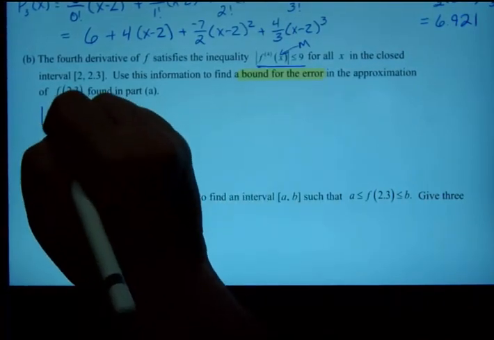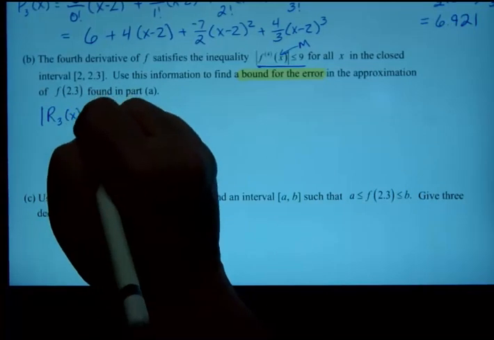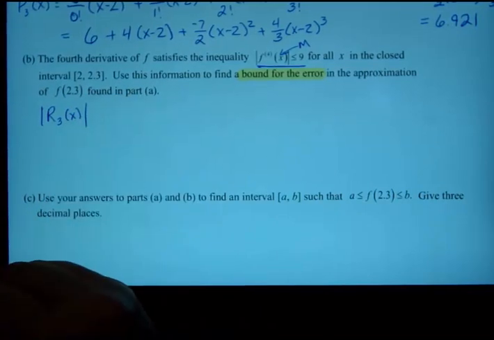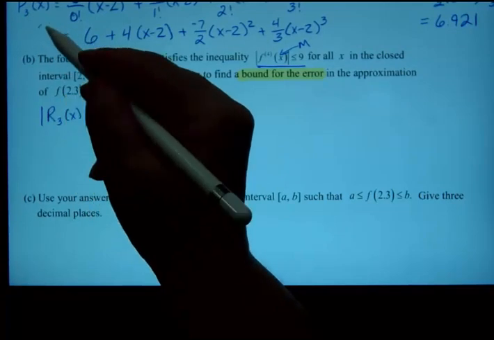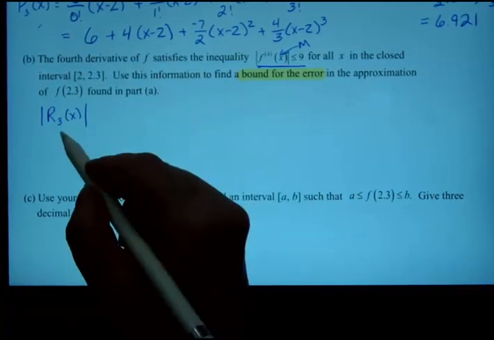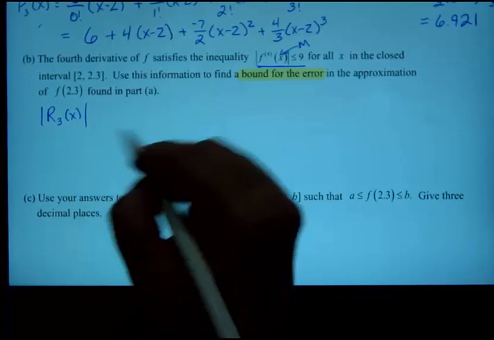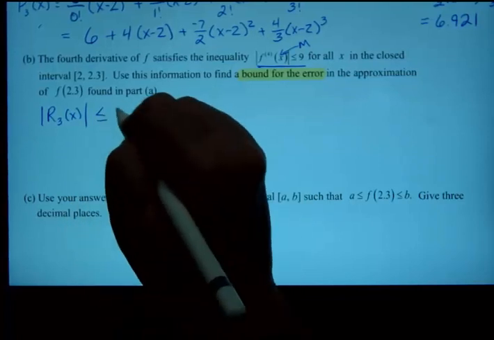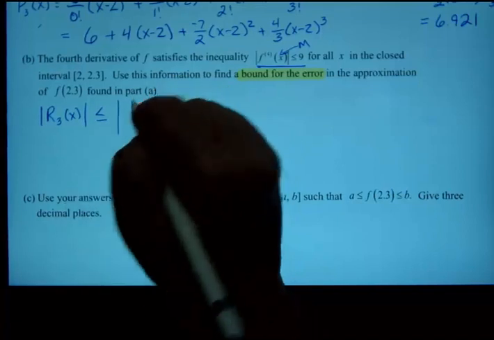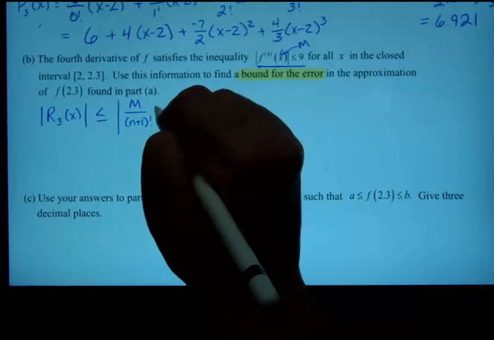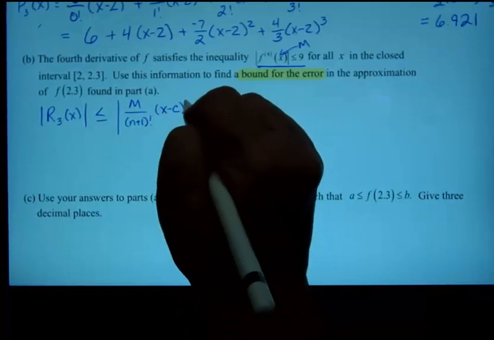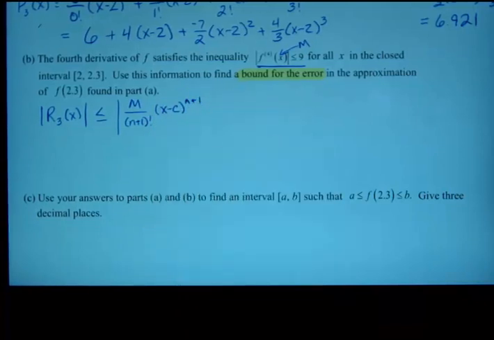The absolute value of R3 of x, that number is the same as the polynomial. If I built a polynomial P3 of x, because it's a third degree, the remainder is a third degree also. This is less than or equal to the absolute value of M over (n plus 1) factorial times (x minus c) to the n plus 1. Now, we're going to change all of these n's and c's to what the numbers actually are for this problem.